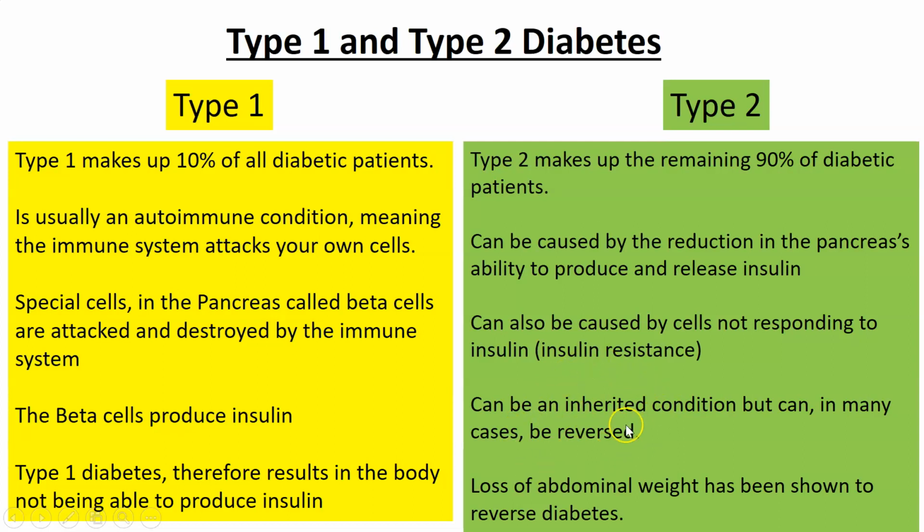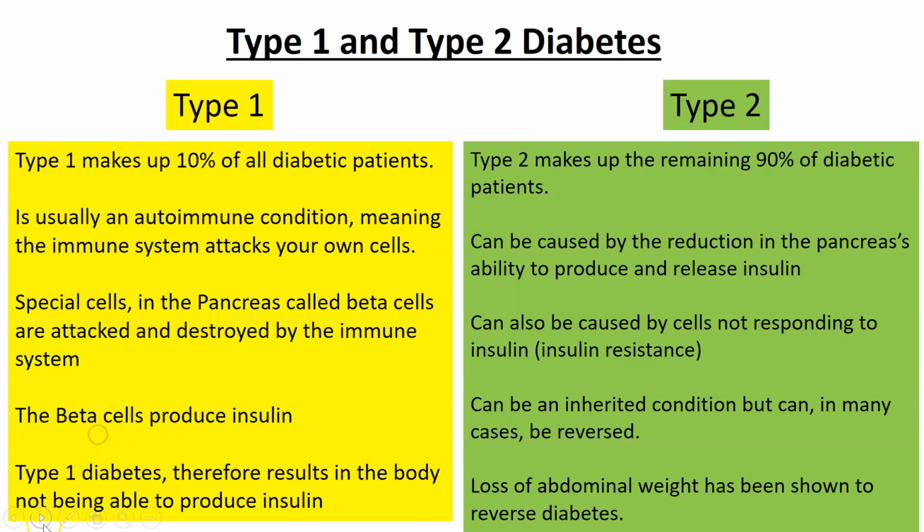Although it's inherited to some extent, because it's more of an environmental impact than genetic, you can overcome that, and so it can be reversed. It can be reversed by losing abdominal weight. You lose the fat around your belly and stomach area, and all this visceral fat gets used up. Those tubes which were blocked with fat get cleared, and it can result in the reversal of diabetes.